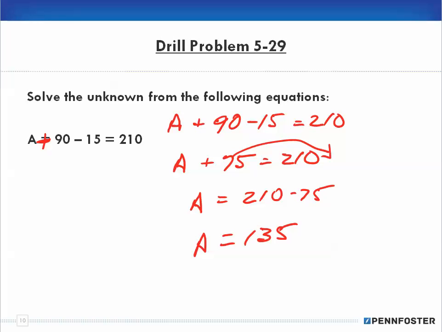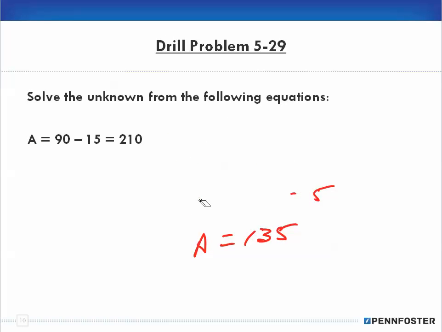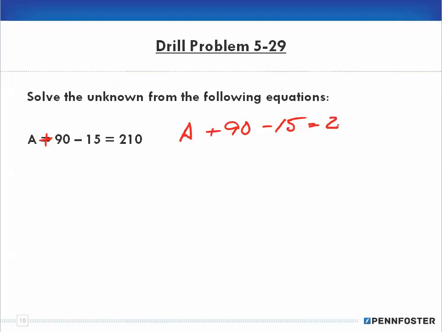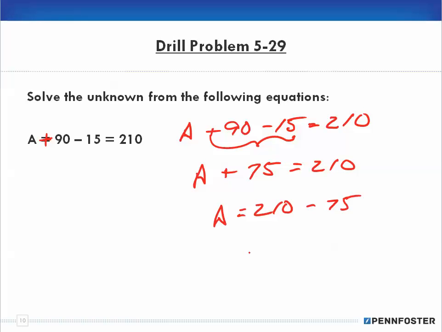Okay. Let me erase that and redo it without all of the, oh, I'm not so smart. Okay, so this is not an equal sign. This is a plus sign, typographical error. Right? And I have A plus 90 minus 15 is equal to 210. And this is total 75 equals 210. So A is equal to 210 minus the 75, and A is equal to 135. Okay.